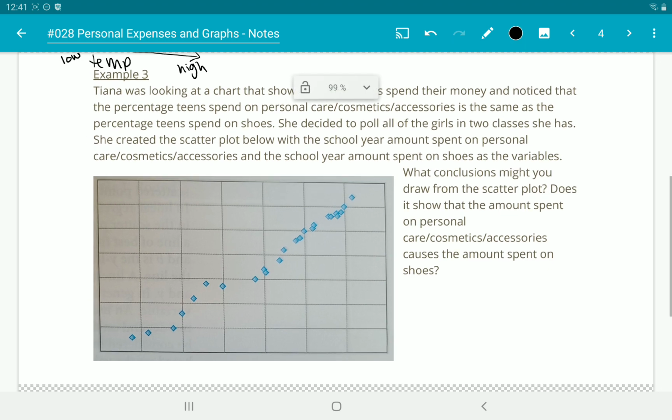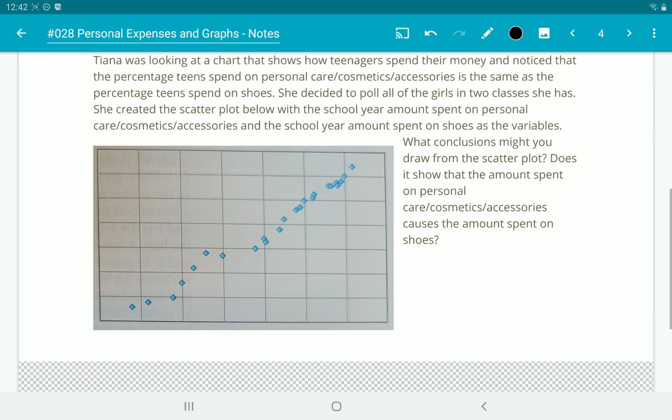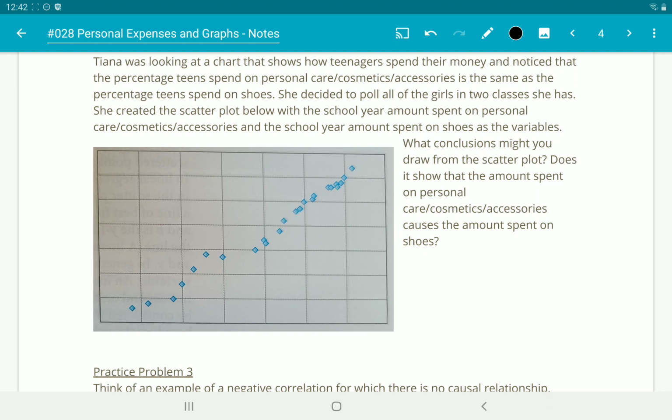So example number 3. Tiana was looking at a chart that shows how teenagers spend their money and noticed that the percentage teens spend on personal care, cosmetics, or accessories is about the same as the percentage that teens spend on shoes. She decided to poll all of the girls in 2 classes she has. She created the scatter plot below with the school year amount spent on personal care, cosmetics, and the school year amount spent on shoes as the variables. So this would be the cosmetics, accessories and such, and this would be shoes.